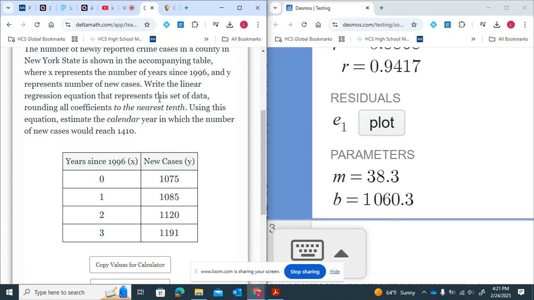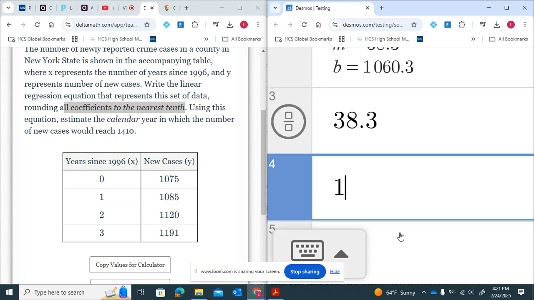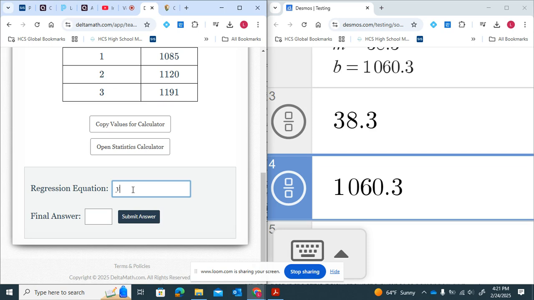It says, write a linear regression equation with this set of data rounding all coefficients. This time it's changed to the nearest tenth. Okay, so your M is 38.3 because this isn't the 10th place and there's no number next to it. You could basically assume that it's the same thing as putting a 0 there, but to the 10th place would just be one decimal place. We don't need the 0. It's just 38.3. Then the y-intercept is 1,060.3 as well. So my equation is y equals 38.3x, because that's my slope, plus 1060.3.